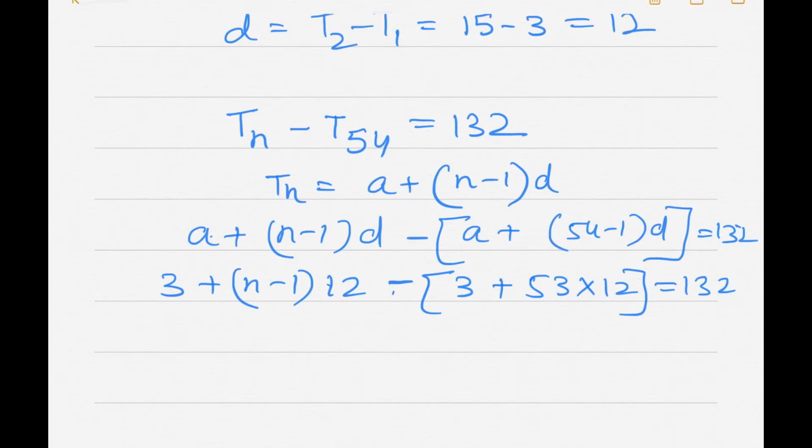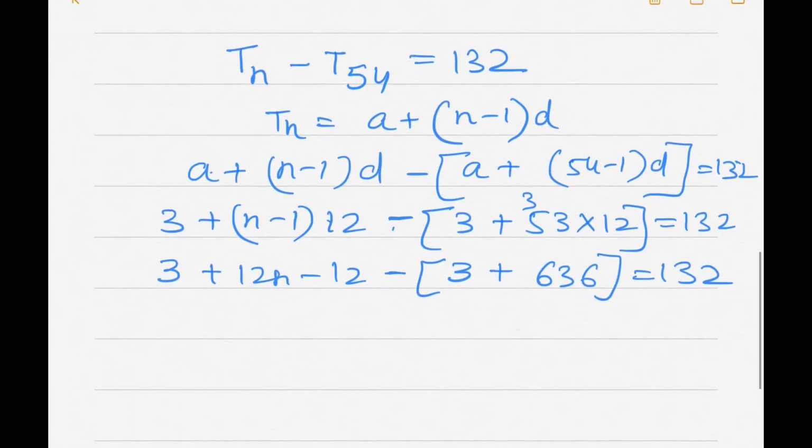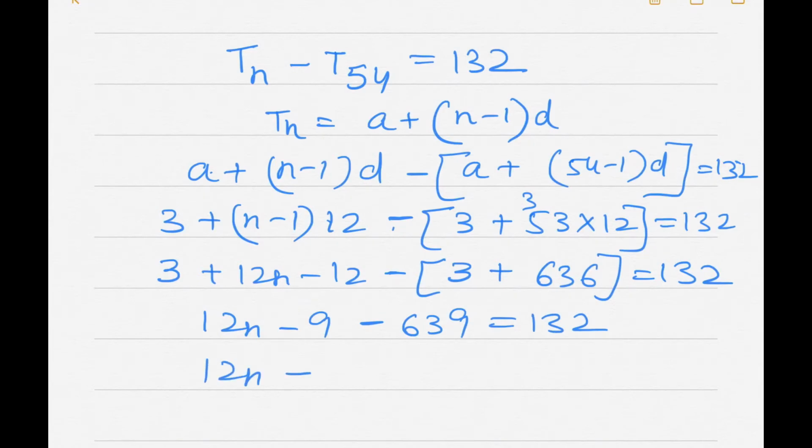Okay, now 3 plus 12n minus 12, minus, or I can take it to that side, or otherwise let's calculate. So 3 plus 636, right? Okay, is equal to 132. Now this would become 12n minus 9, and I'll add this. So 639 minus, right, is equal to 132. Okay, 12n minus, should I add here, or I can take it to that side? Anything I can do.